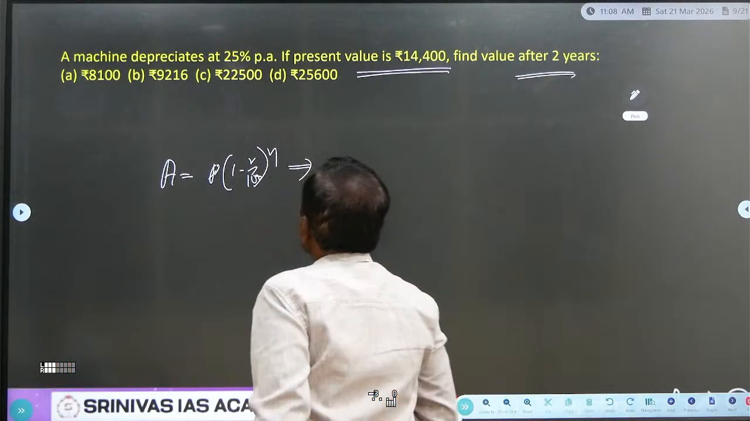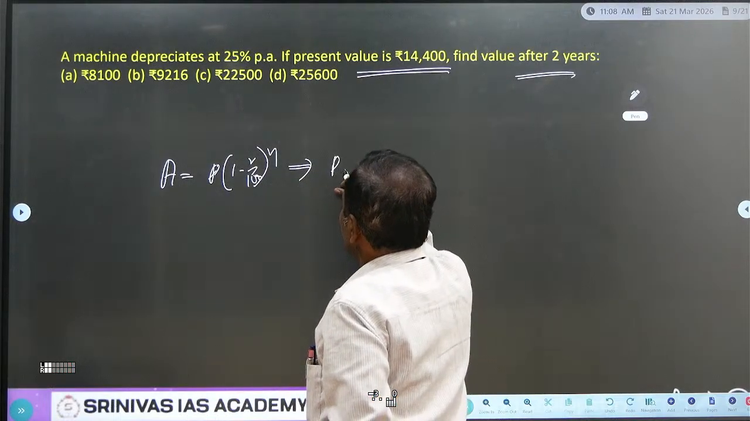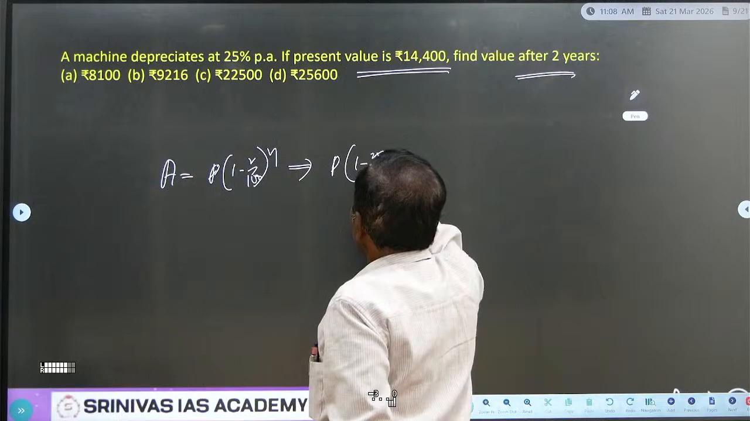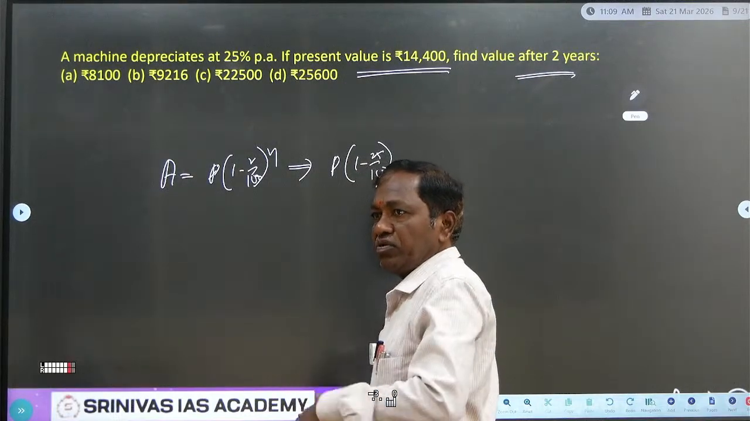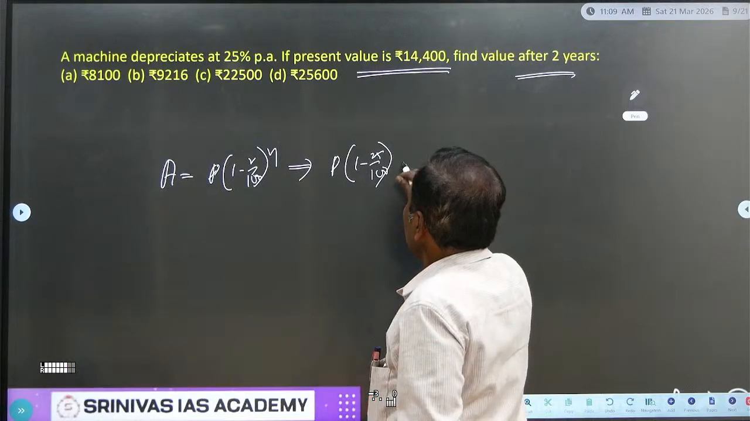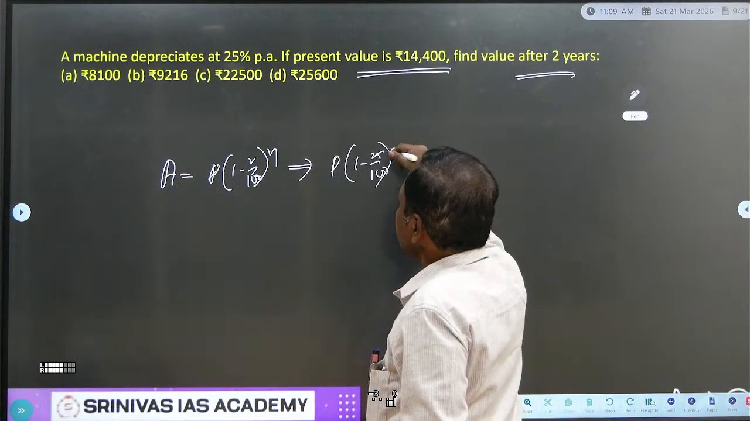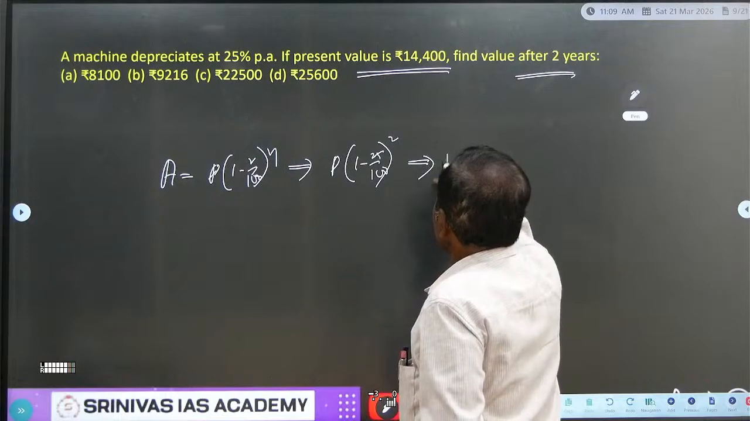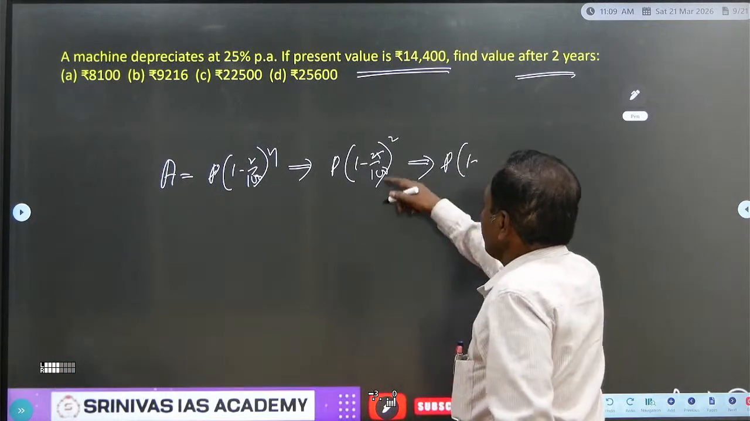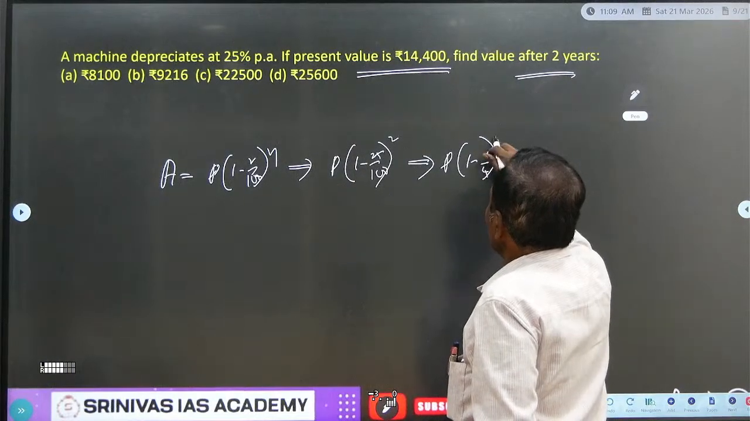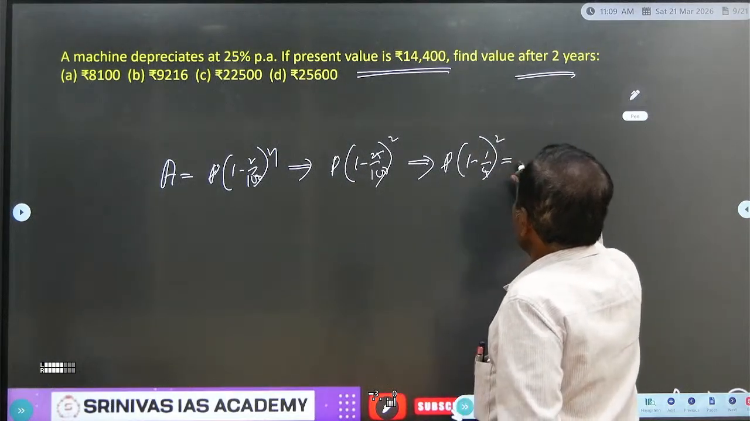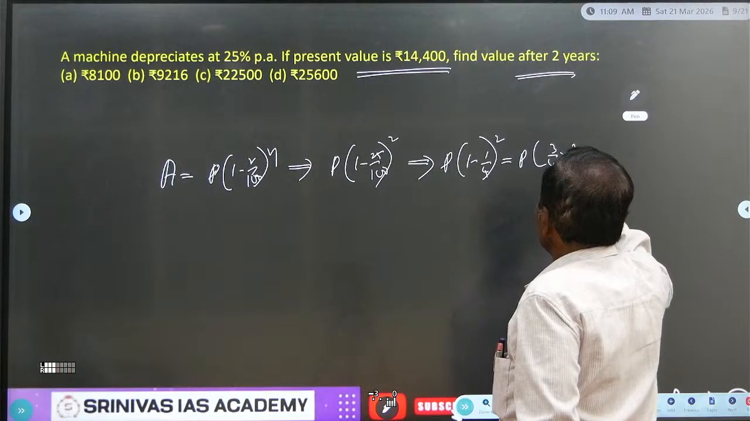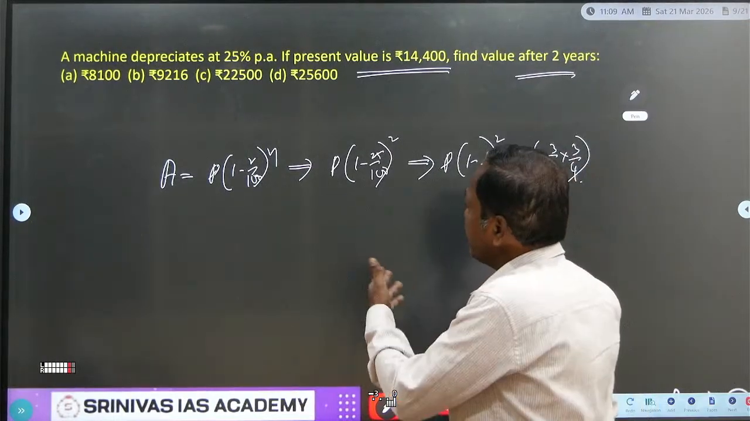Then what is the next step here? So P into 1 minus, what is the minus value? 25%. For depreciation minus, sir? Oh yes, yes. It keeps going down like that. Next, for appreciation we take plus. For how many years? 2 years. Now we can take P into 1 minus 25 by 100, which means 1 by 4, so 3 by 4 to the power of 2. It means P into 3 by 4 into 3 by 4. Like that we write. But straight away also we can write like that.